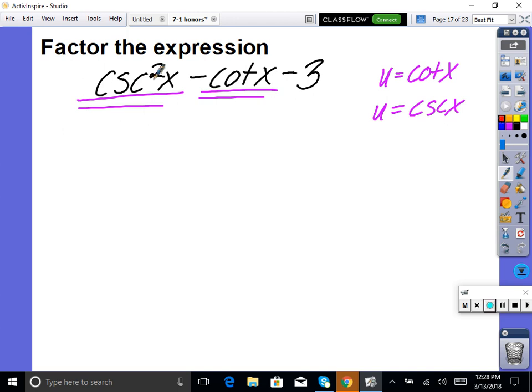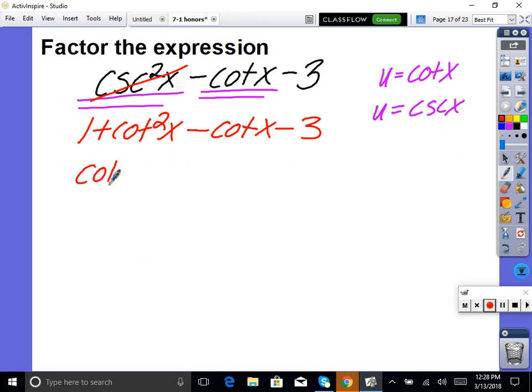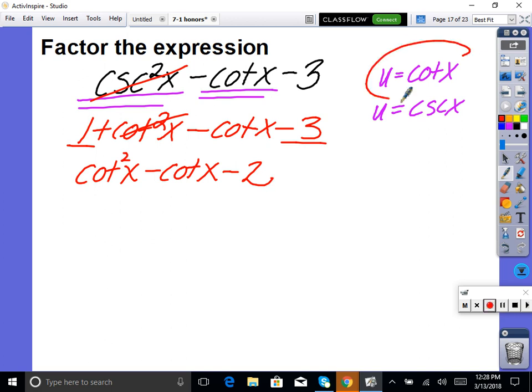So let's rewrite this as its equivalent. You said it's 1 plus cotangent squared. We just rewrote that in its equivalent form. So then we have minus cotangent x minus 3. So now look, all cotangents. Let's put it in standard form real quick. So we have cotangent squared x minus cotangent of x, and then 1 minus 3, minus 2. And now we're able to say, okay, so u is equal to cotangent of x after all.